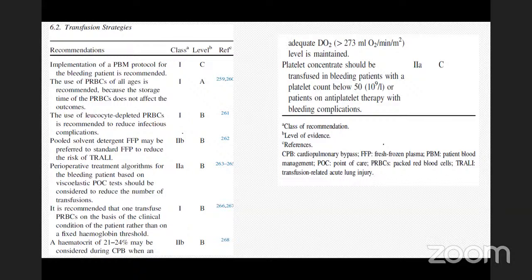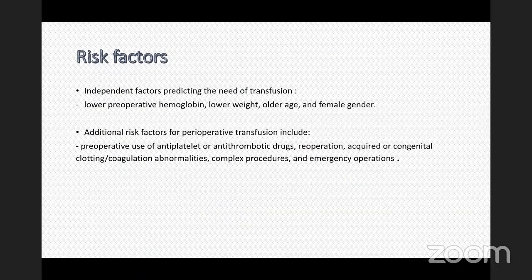Platelet concentrate should be transfused in a bleeding patient with a platelet count below 50 or a patient on antiplatelet therapy with bleeding complications. This is class 2A level C. So the risk factors for transfusion, independent factors predicting the need for transfusion, most likely are lower preoperative hemoglobin, lower weight, older age, and female gender.